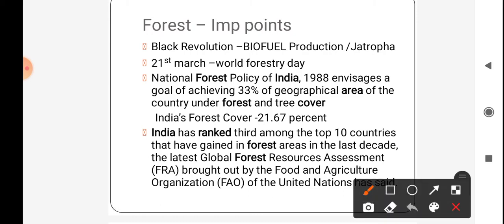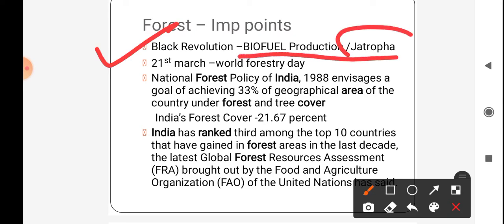Some important points regarding forests. Black Revolution pertains to biofuel production. The concerned crop is Jatropha. 21st March is World Forestry Day.